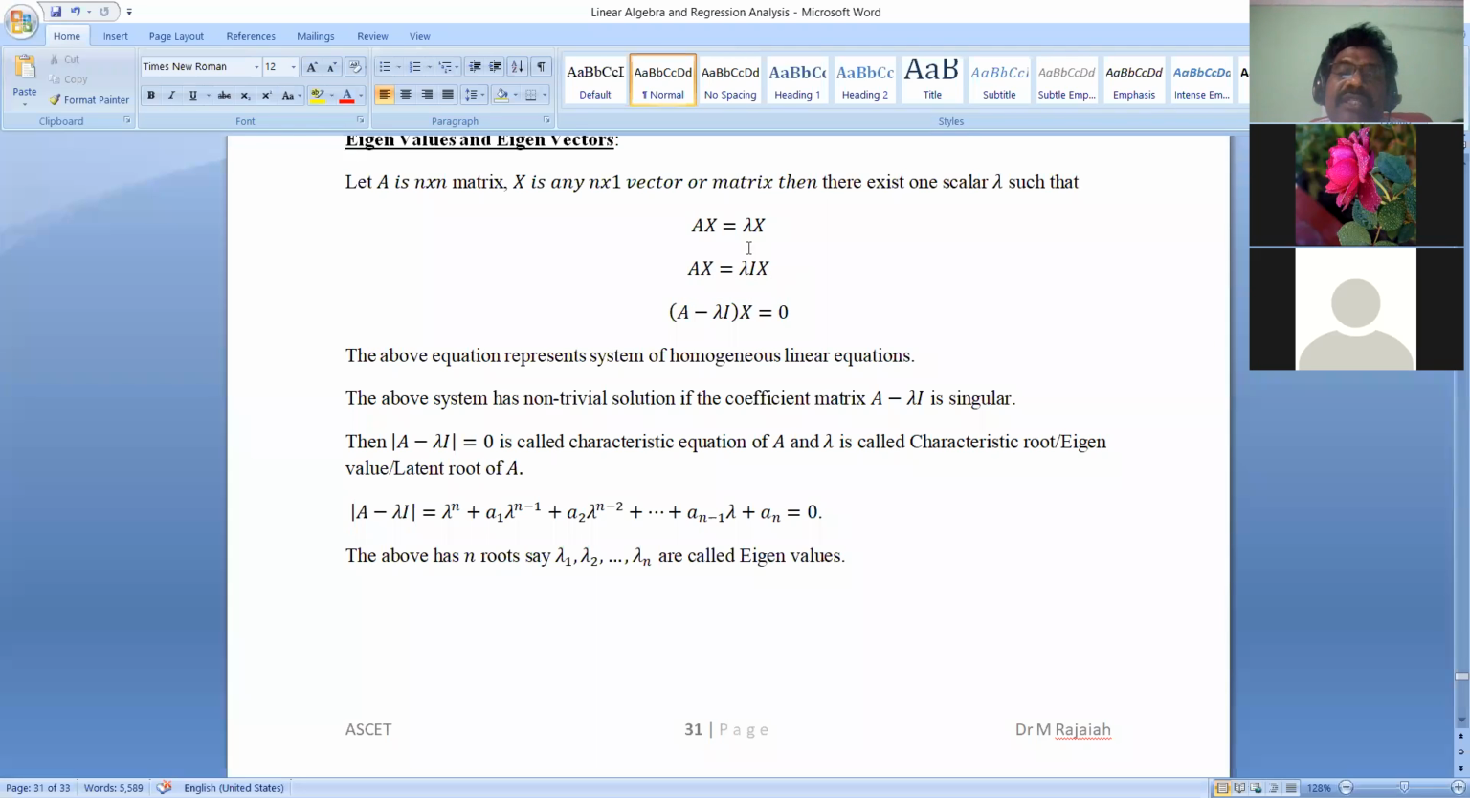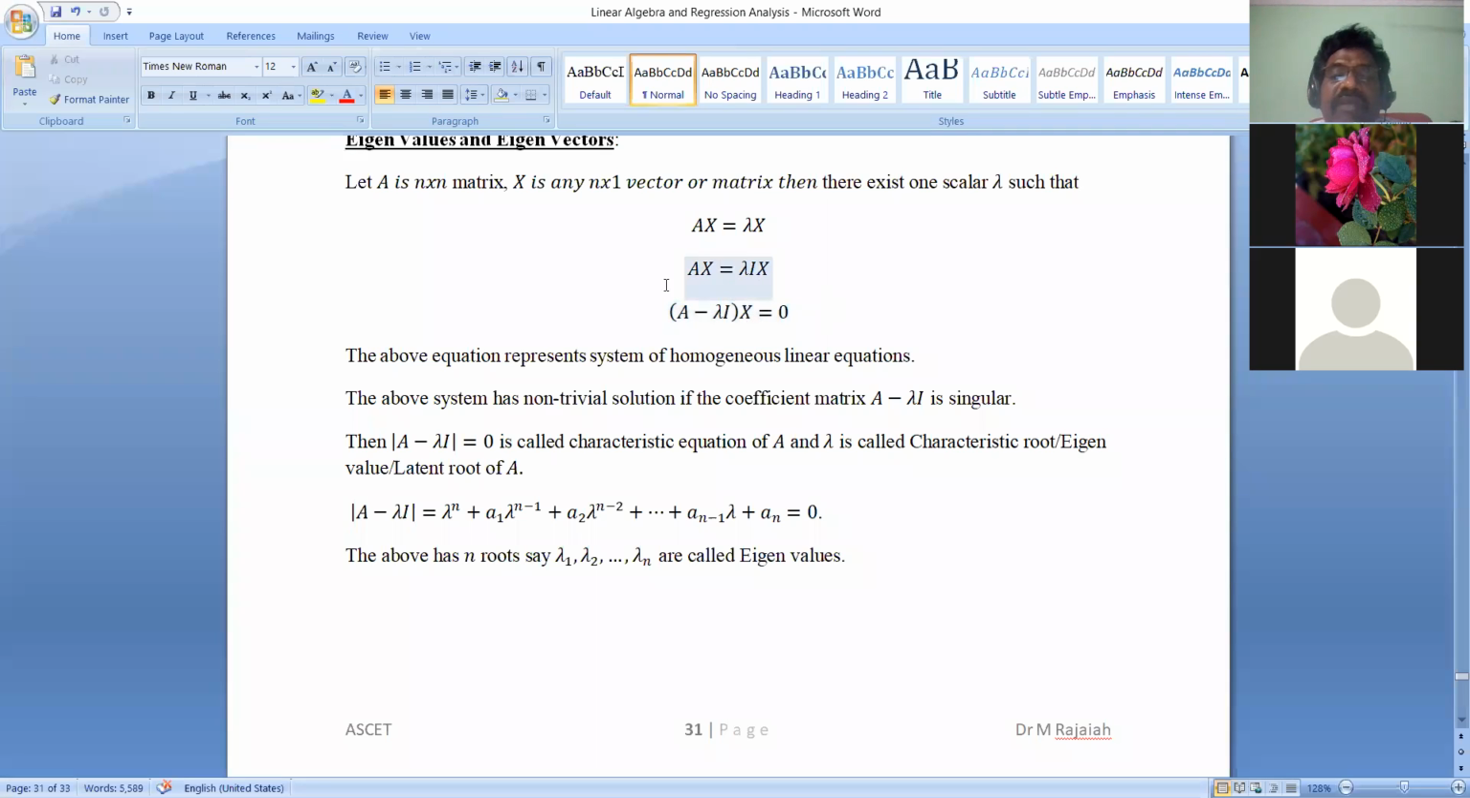Now we want to subtract one from the other. That is Ax minus lambda I x equal to 0, the null matrix O. A minus lambda I and x are common to both, so that is nothing but (A minus lambda I) x equal to 0, which is a zero matrix or null matrix.